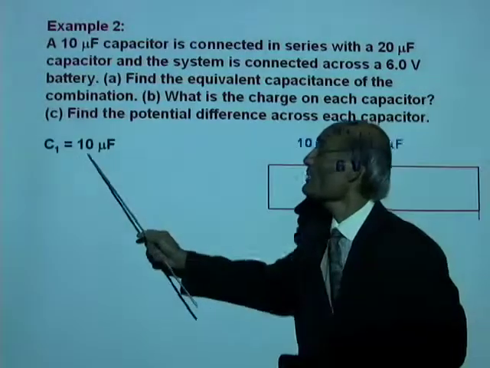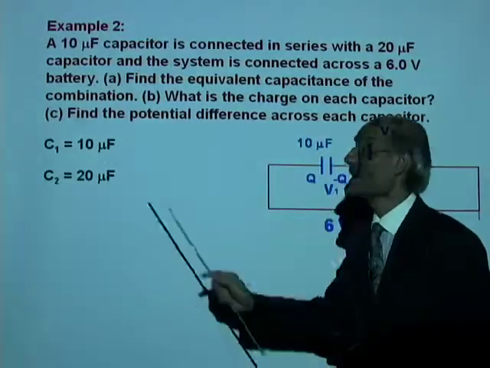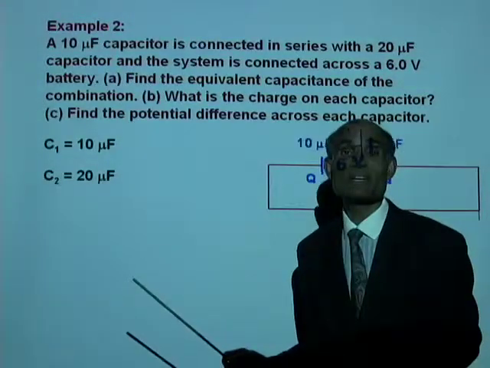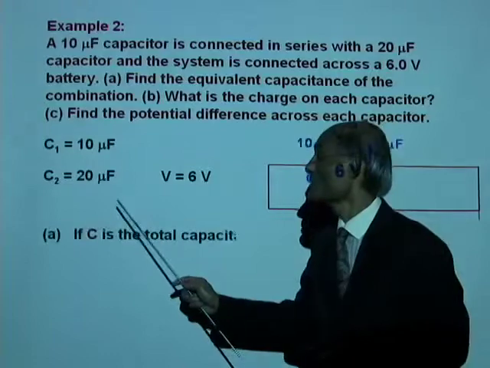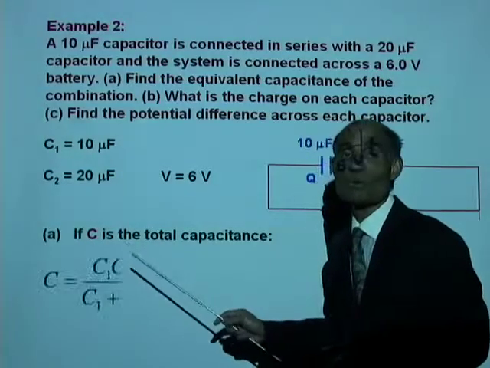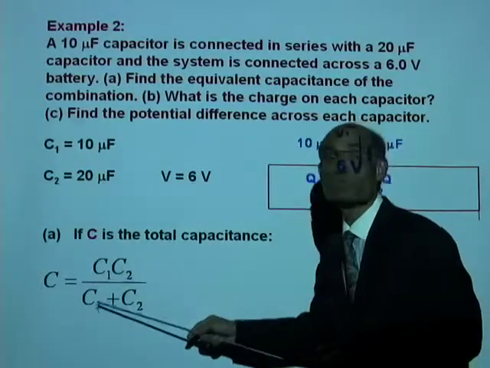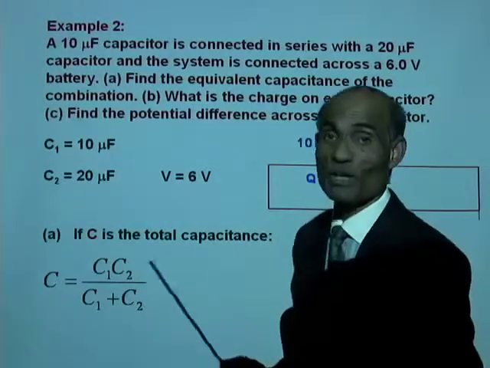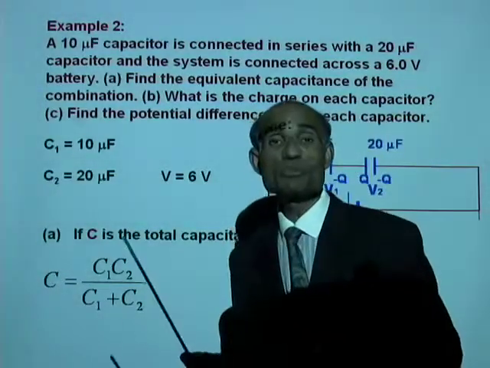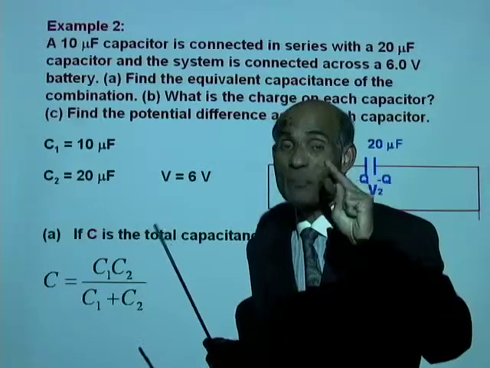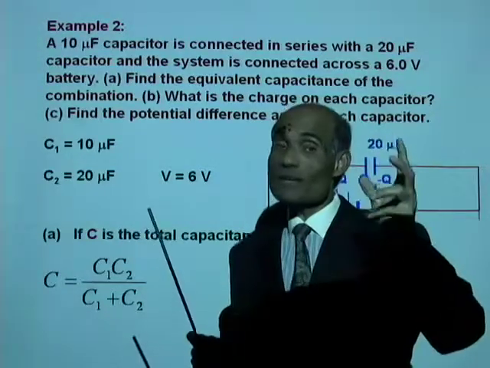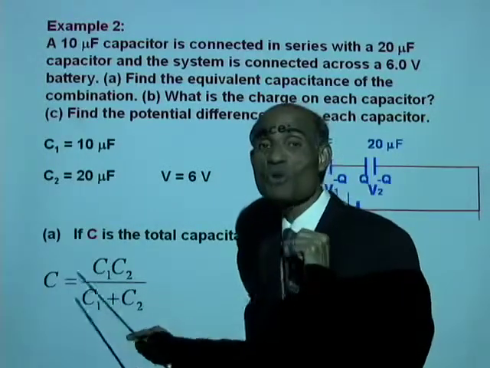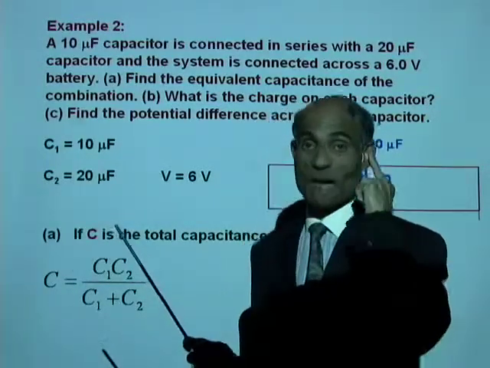Well, if C1 equals 10 microfarad and C2 equals 20 microfarad, what is the equivalent capacitance? The equivalent capacitance C will be C1 C2 divided by C1 plus C2. Now let me caution you, this equation can be used only if you have two capacitors. If you have three, you cannot extend this equation for that. This is useful only for two capacitors.